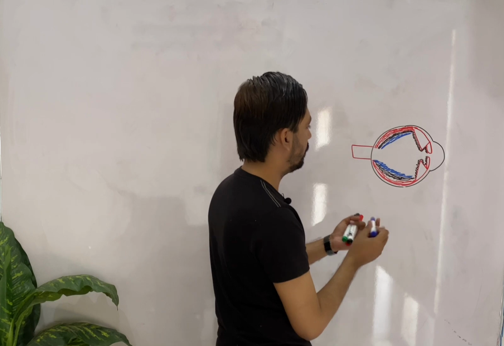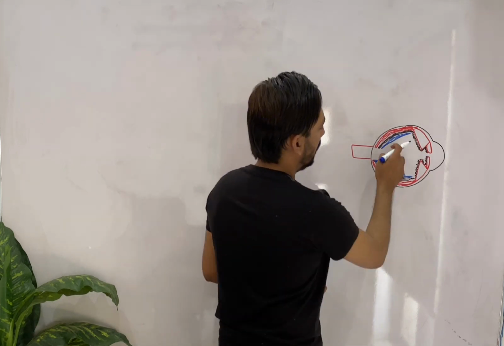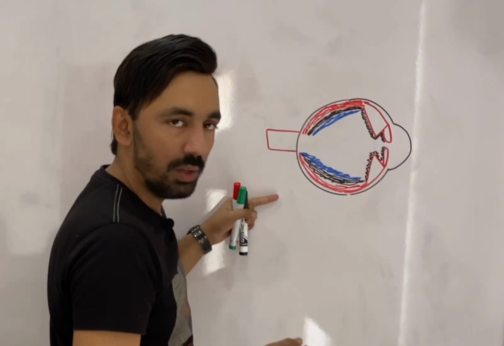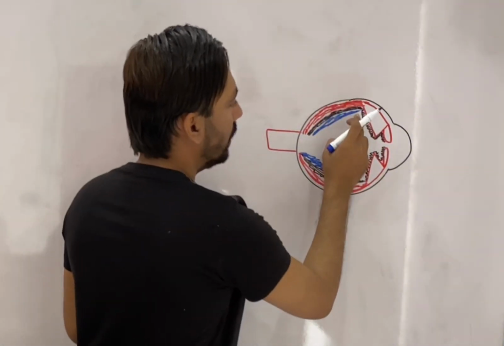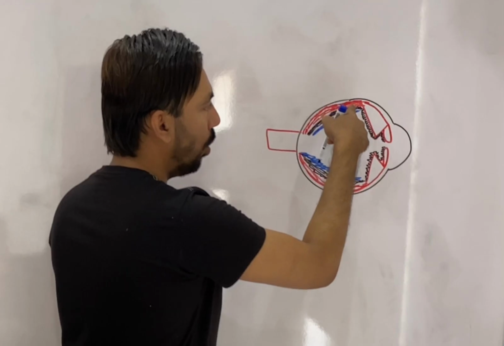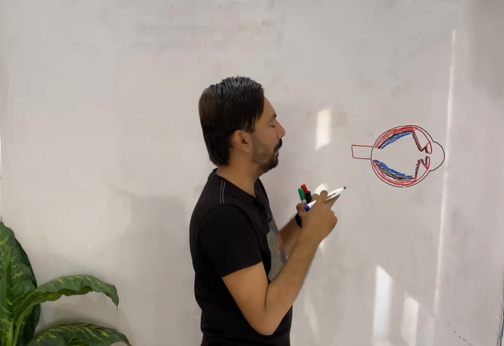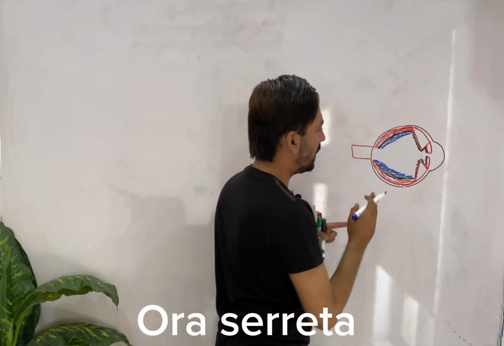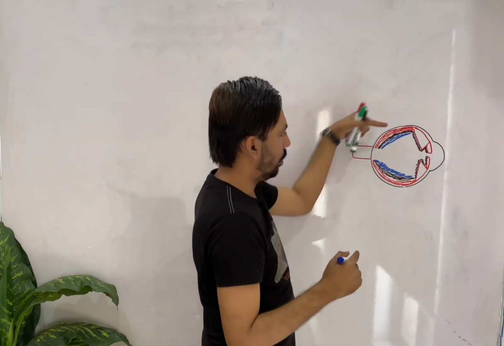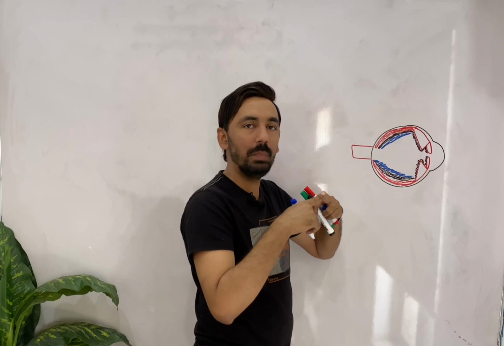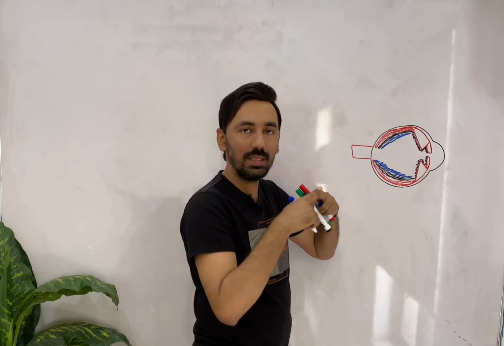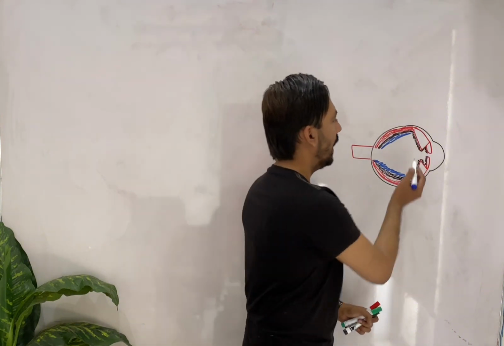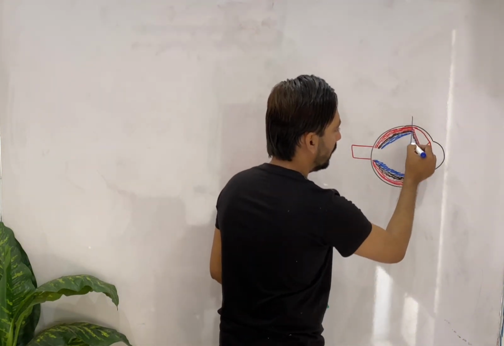And now the blue marker is denoting the neuronal layer. Remember that the level where the choroid and the ciliary body meet together is called the ora serrata, right? The ora serrata is the point where the choroid and ciliary body are meeting together. So remember, this is the ora serrata, right?